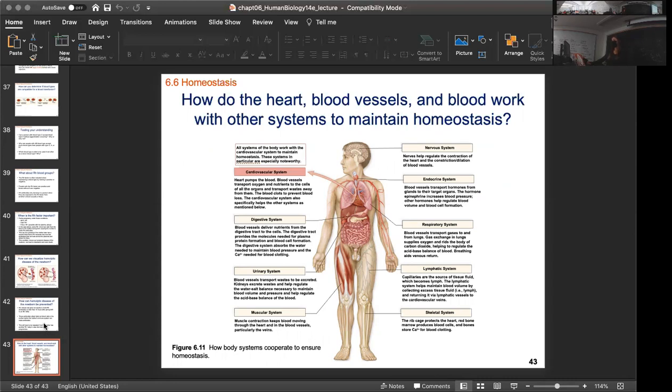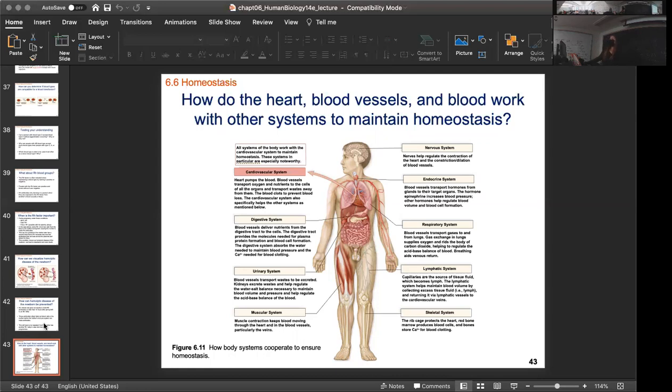So it says, how many body systems cooperate to ensure homeostasis? Okay. This is a good exam question because it talks about multiple chapters at once, right? So how do the heart and blood vessels, blood, work with other systems to maintain homeostasis? Not only does our blood help our cardiovascular system, meaning oxygen to our extremities, carbon dioxide out, it helps our digestive system, right? Because blood vessels deliver nutrients to the digestive tract. Your blood is the transportation of those nutrients.